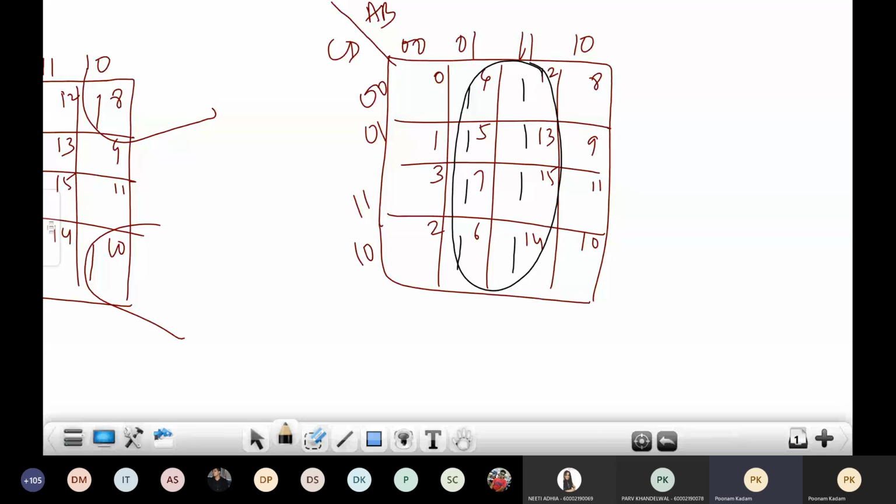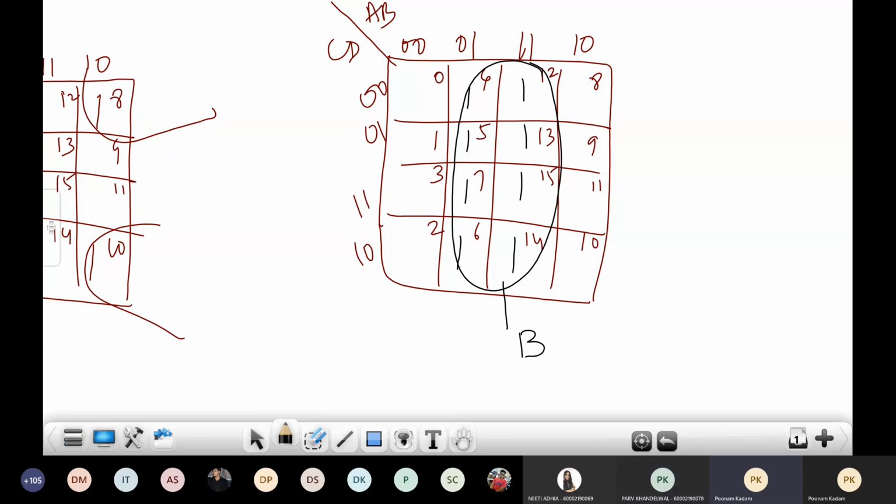And what is the product term now? When you combine 8 cells together, you get a single variable in the product term. And here it is B. You see, all the rest of the variables are changing. Only B is not changing, right? Please tell me if anything is not clear. Please interrupt me if you are not clear with anything. So if there are 8 adjacent cells present in the K map, you can make a group of 8 cells, and you get a single variable product term out of it.